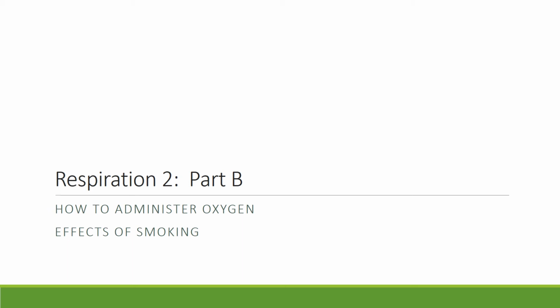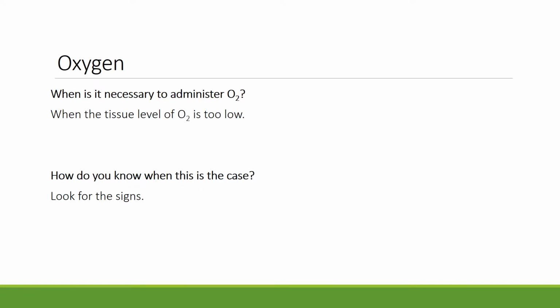This is part B of the second lecture on respiration. It covers how to administer oxygen and the effects of smoking. It's important to know when and how to administer oxygen. Too much oxygen can lead to some severe problems in some cases.